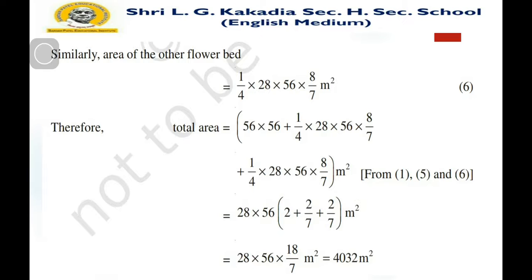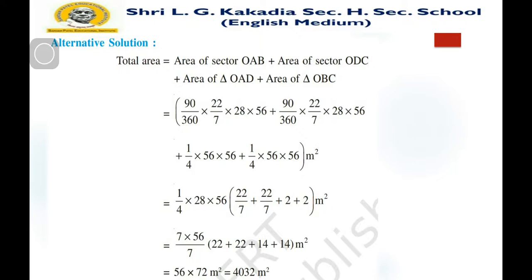Alternatively, one solution is that the total area is given by the area of sector OAB plus the area of sector ODC plus the area of triangle OAD and plus the area of triangle OBC, as you can see in the figure. So after putting in all the values, we can find at last that the answer is 4032 meter square, which is the required answer.